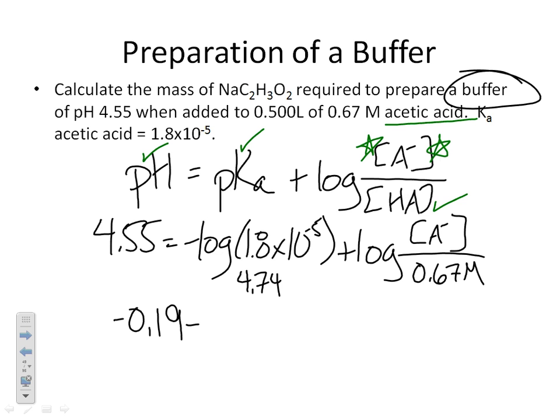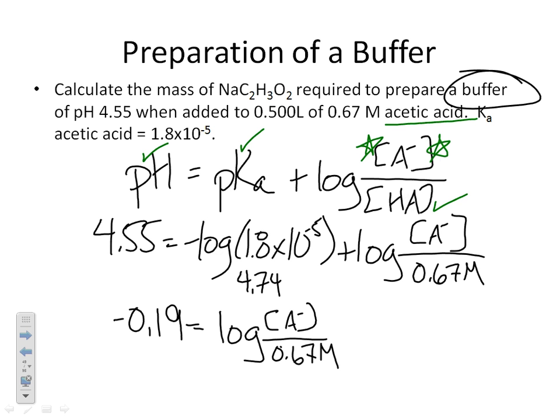Be very careful of your signs here because negatives change things. Negatives are important. We've got to keep those signs there. It'll mess things up if we don't. Negative 0.19 is equal to the log of A minus over 0.67. Solving at this point, here's where you have to know your log rules. You just have to. There's no such thing as dividing both sides by a log in order to get rid of the log. You have to do an anti-log.